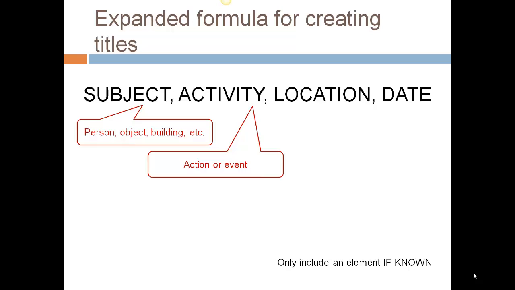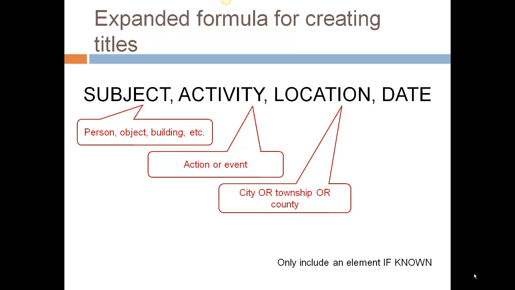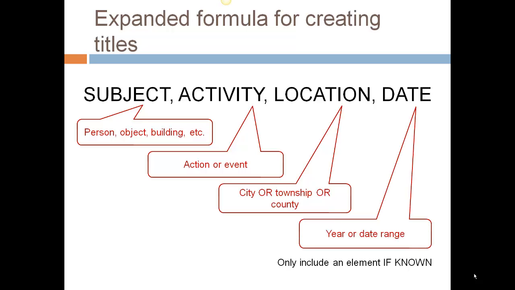Next, identify what's happening in the photo. Is there an action, like running or dancing or reading? Or an event, like a parade, or a lecture, or a ceremony? Then identify the location where the photo was taken. Include the name of the city, or the township, or the county, but not all three. And then finally include the date the photo was taken, if that's known.